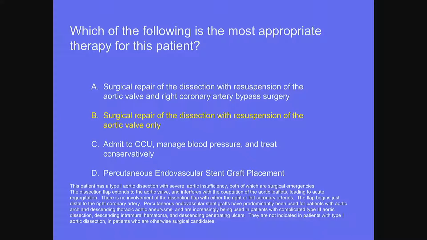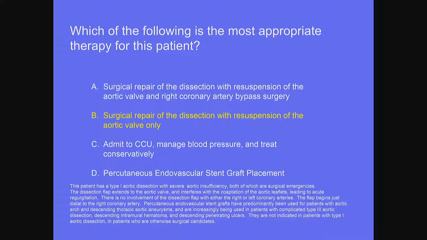The correct answer is B, surgical repair of the dissection with resuspension of the aortic valve only. This patient has a type 1 aortic dissection with severe aortic insufficiency, both of which are surgical emergencies. The dissection flap extends to the aortic valve and interferes with the coaptation of the aortic leaflets, leading to acute regurgitation. There is no involvement of the dissection flap with either the right or left coronary arteries. The flap begins just distal to the right coronary artery.